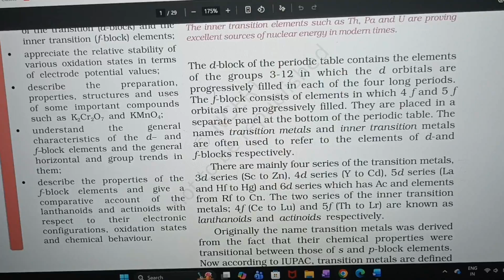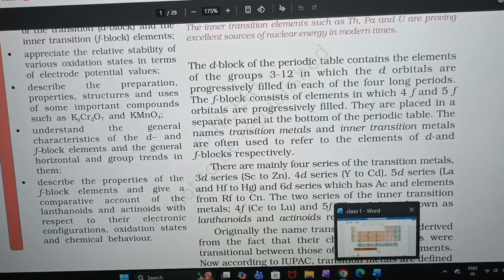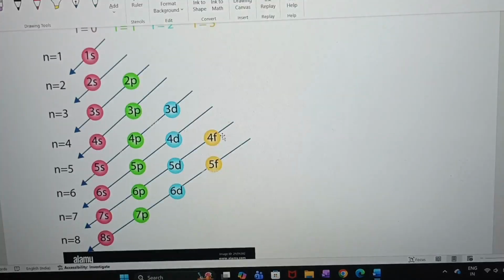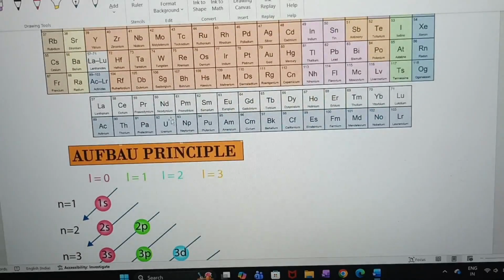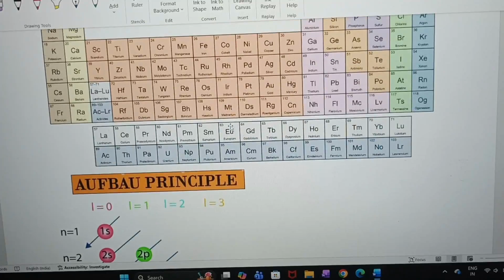Similarly, there are f block elements, where the electrons when added will enter the 4f and 5f orbitals. Over here in the electronic configuration, again electrons will enter the 4f orbital and the 5f orbital. These are placed as a separate panel at the bottom of the periodic table. These will be f block elements. From cerium to lutetium, these will be 4f, and then thorium to lawrencium, this will be 5f. The 4f elements will be referred to as lanthanoids, and the 5f ones will be called actinoids.